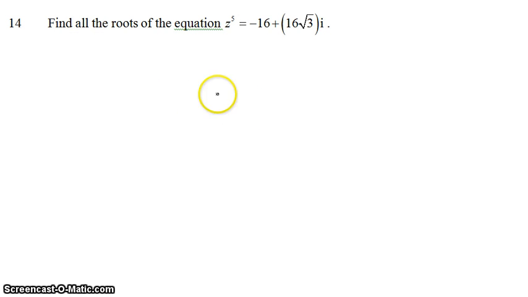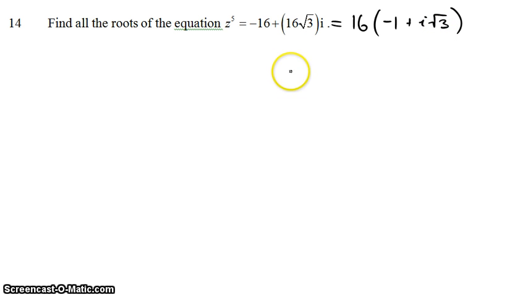Question 14. Find all the roots of the equation z to the power of 5 is equal to minus 16 plus 16 root 3i. So before we go on, let's just have a look at what this number actually is. You can see there's a common factor of 16, which I'm going to factorize out. And then I'm left with minus 1 plus i root 3. What do you know? This is a 1, 2, root 3 triangle yet again.